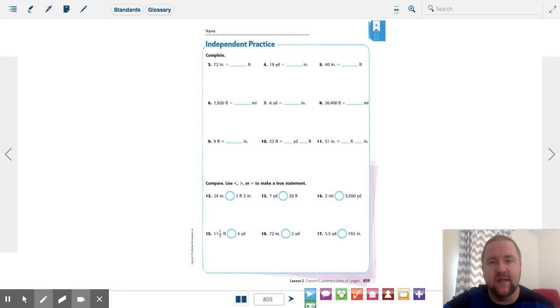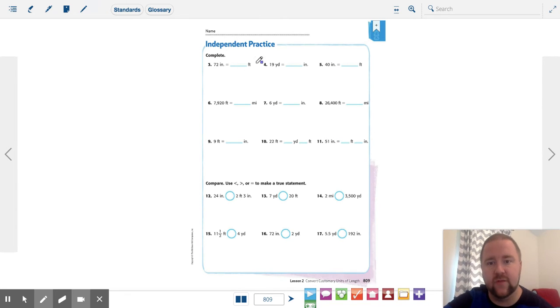It's not as straightforward as the metrics, because with metrics we are dealing with powers of 10 and multiples of 10, whereas the customary units are a little bit more messy, okay? But it's the same steps, okay?